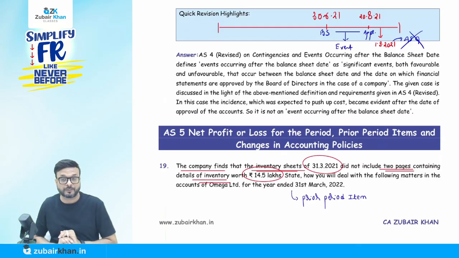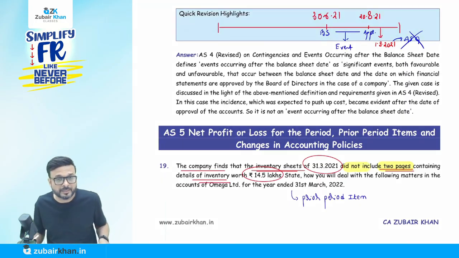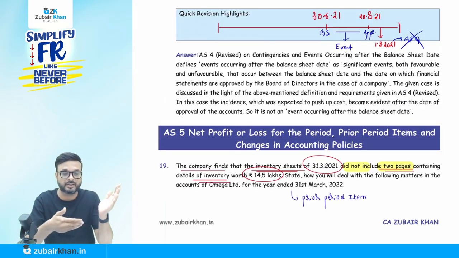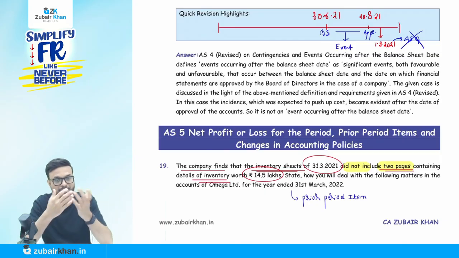What happened here? It says 2 pages were not included. What does it mean? When we were counting the inventory, by mistake we missed 2 pages. So it means we have not properly recorded the amount of inventory last year, and it's a prior period item.